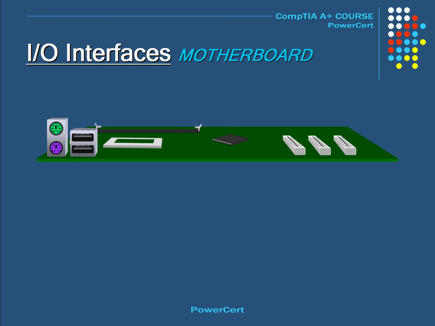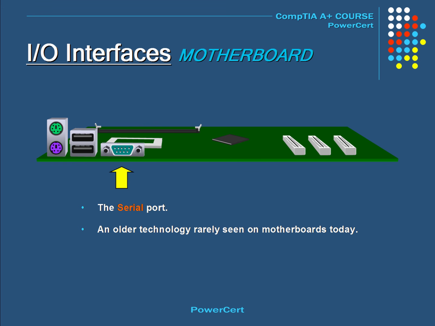Another interface that can be found in older motherboards is the serial port. The term serial refers to sending data one bit at a time. The serial port is an older technology interface which is rarely seen on new motherboards today. Back then, this was mainly used for connecting terminals and modems to computers. But now it has been widely replaced by the faster USB interface.